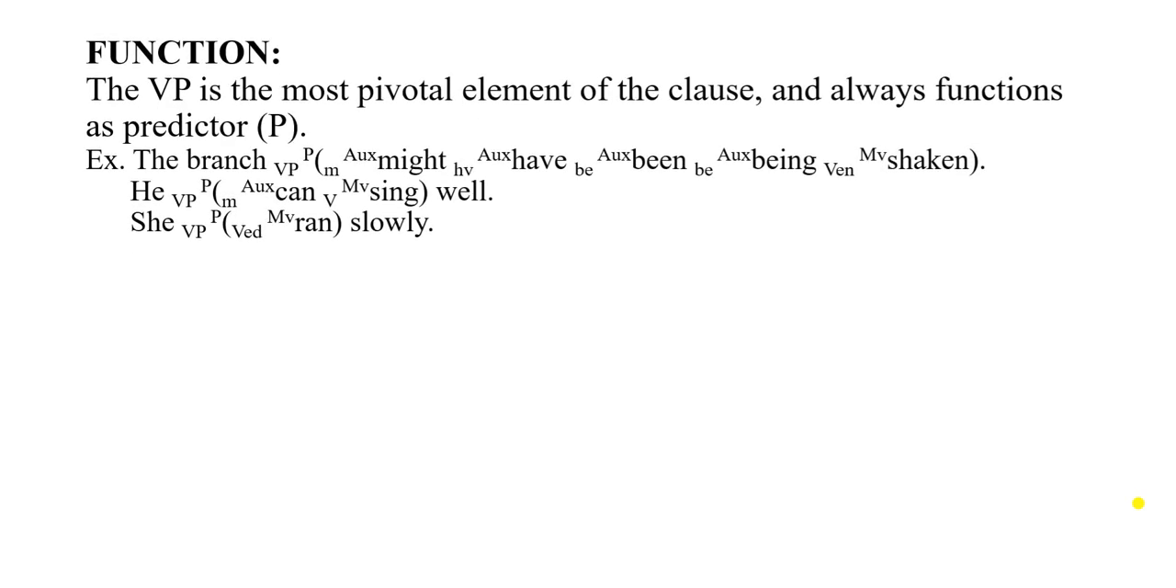The function of VP. The VP is the most pivotal element in the clause and always functions as predicator. So it is the privilege of VP that the only phrase that functions as predicator in the clause is VP. So in these examples, the branch might have been being shaken, we have four auxiliaries, whereas in the second example, we have one auxiliary, and in the third example, we have no auxiliaries.